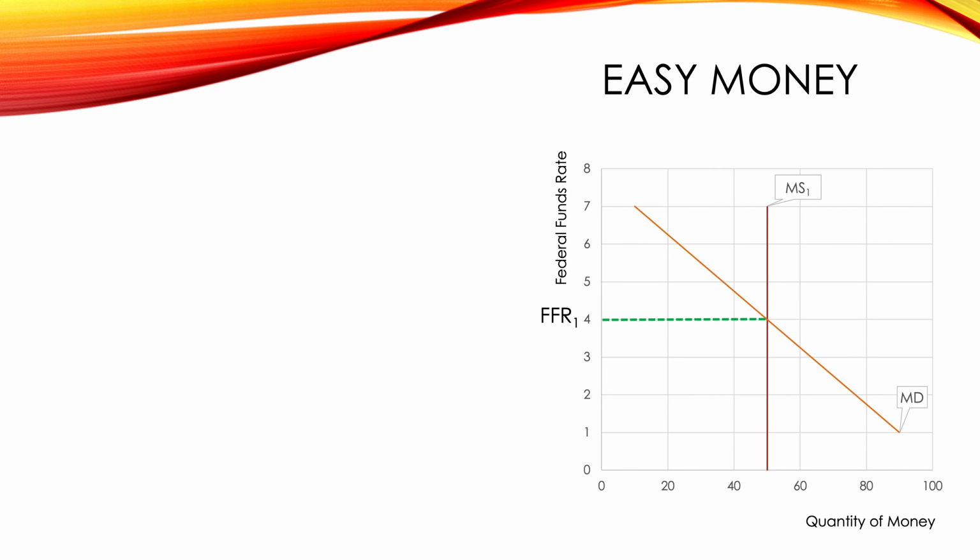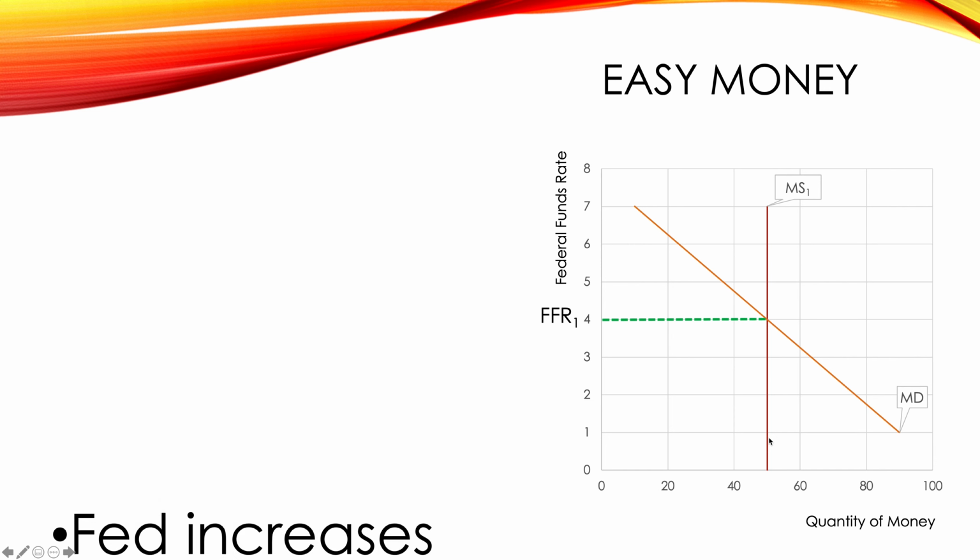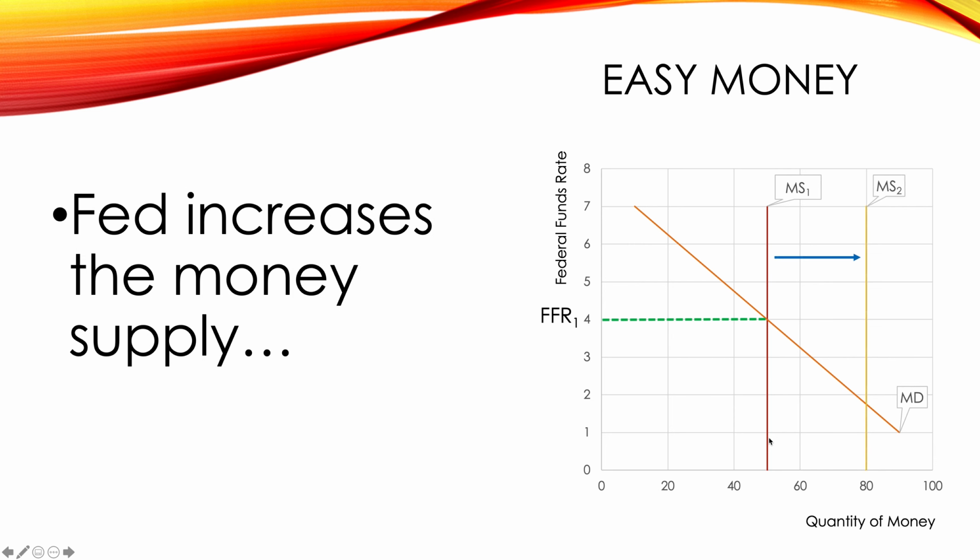So let's start off with easy money. Here's the graph we just had from the previous slide. If the Fed sees that the economy is in a recession, unemployment's too high, people aren't spending enough money, businesses aren't producing enough, the Fed's going to use easy money policy. And what that means is they are going to increase the money supply. On a graph, what that means is they're going to take it from like 50 up to something greater. Let's say they increase the money supply all the way up to 80, right? So a rightward shift of the money supply curve.